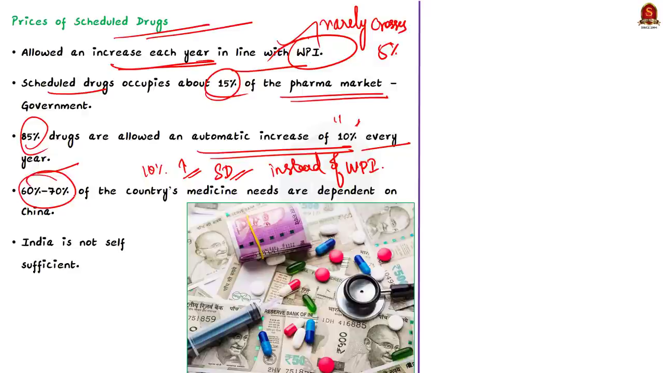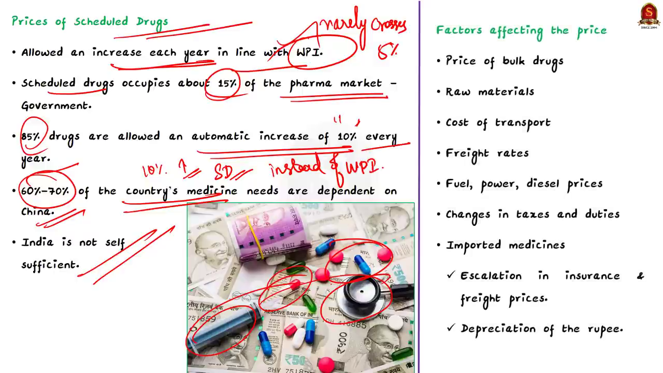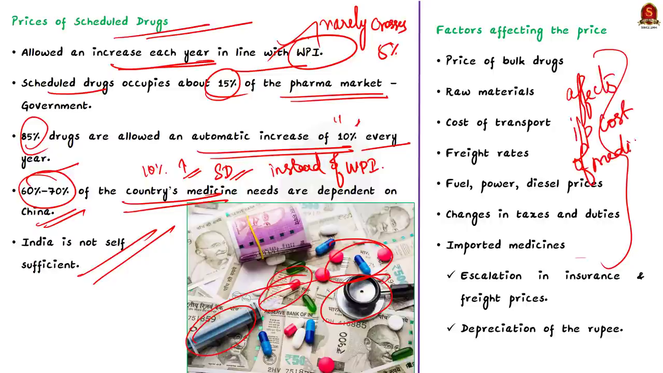See, 60% to 70% of the country's medicine needs are dependent on China. So, India is not self-sufficient in terms of medicines and medical devices production. Also, we have already seen that the rise in the price of bulk drugs, raw materials, cost of transport, freight rates, utilities like fuel, power, diesel, and the changes in taxes and duties affects the input cost of the medicine. Not only this, we also saw that the cost also rises for imported medicines with the escalation of the insurance and the freight prices, and also with the depreciation of the rupee. Am I right?